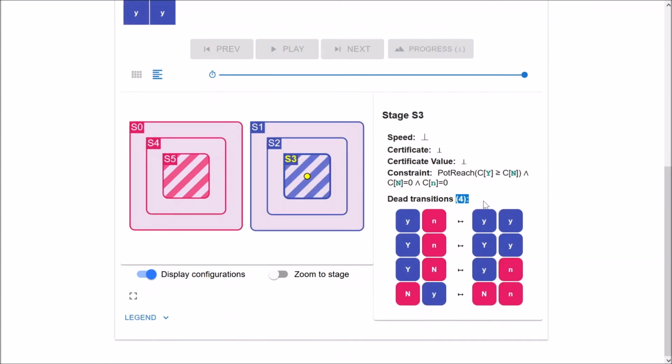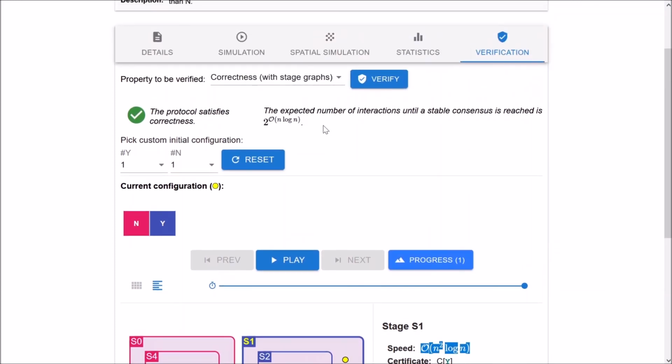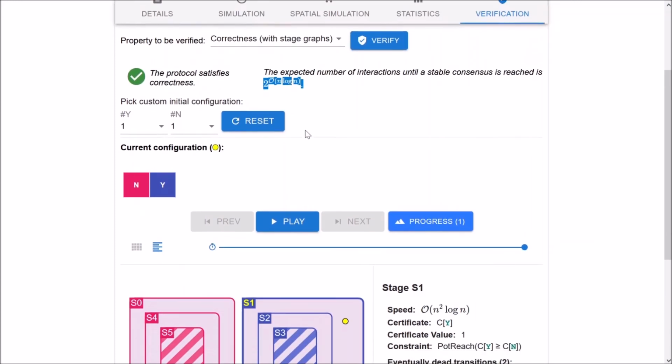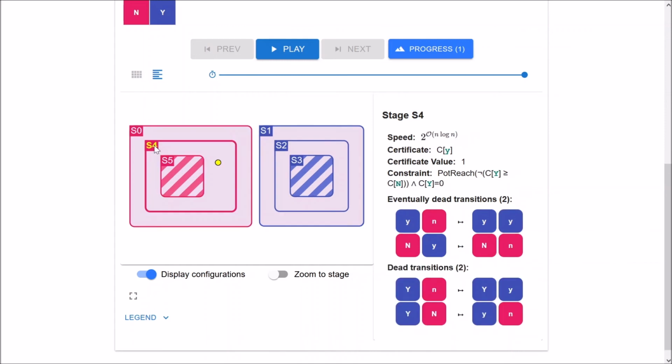Furthermore, Peregrine version 2 can display an upper bound for the speed of each stage and the whole protocol. The speed of a non-terminal stage is the expected number of interactions that are needed to enter an inner stage. Basically, it describes how long it will take to enter the next phase. In our example, Peregrine can prove a rather fast speed of n squared log n for all stages but S4.